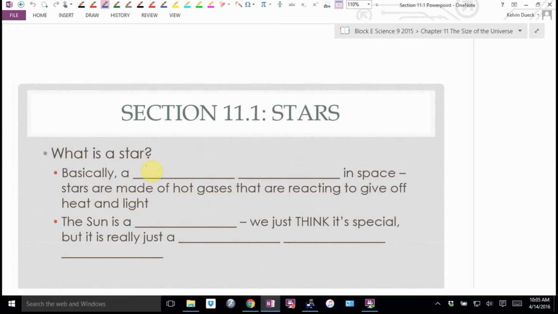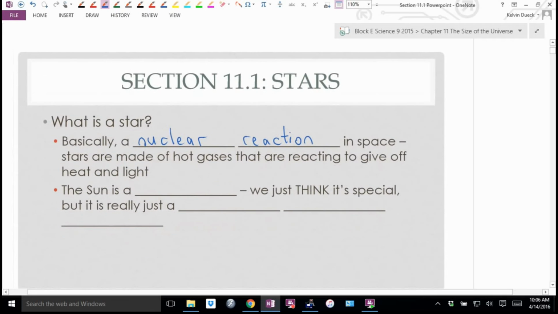So the first question is, what is a star? Well, basically a star is a nuclear reaction in space. It's a fusion reaction. There's two main types of nuclear reactions, fusion and fission. Fission is when you split big atoms into smaller atoms. Fusion is when you combine small atoms into bigger atoms. Stars are fusion reactors. They're nuclear reactors in space. Stars are made up of hot gases that are reacting, and when they react, they give off heat and light. The sun is a star.